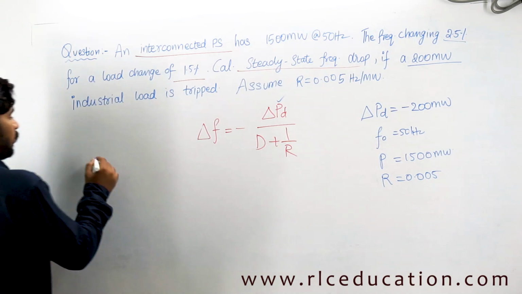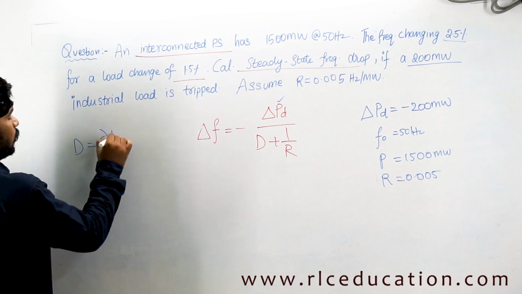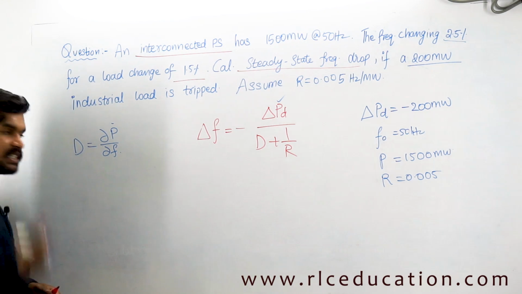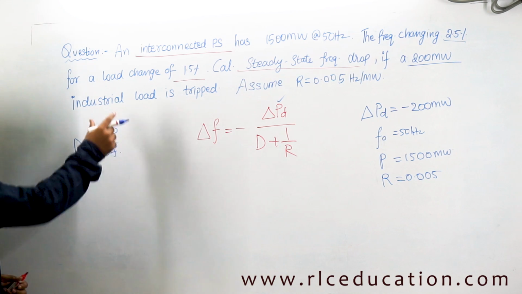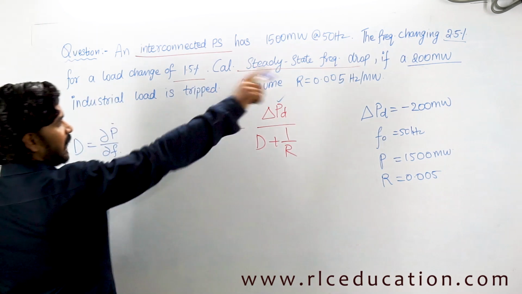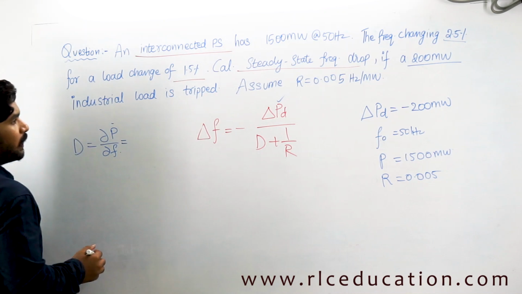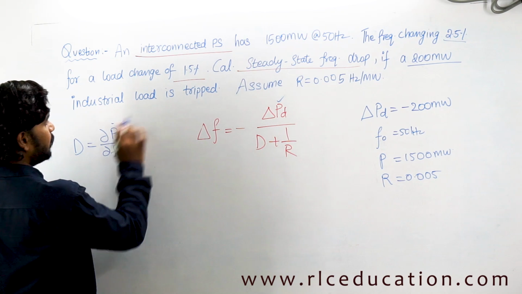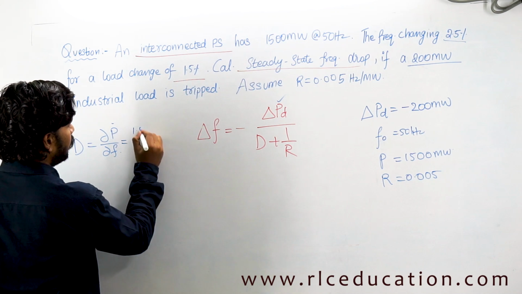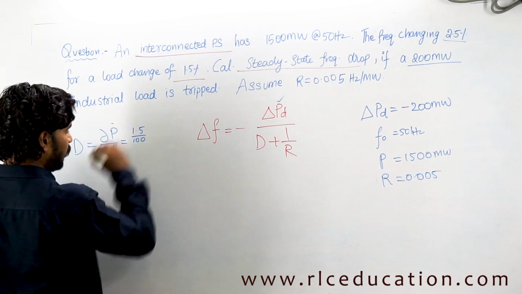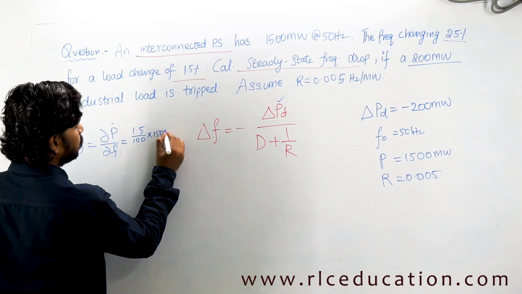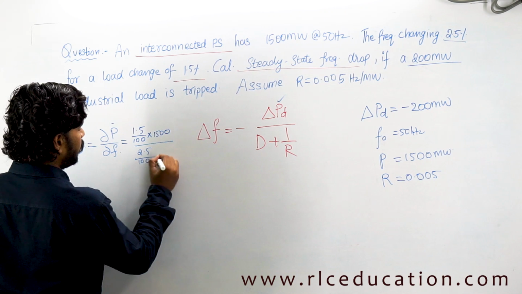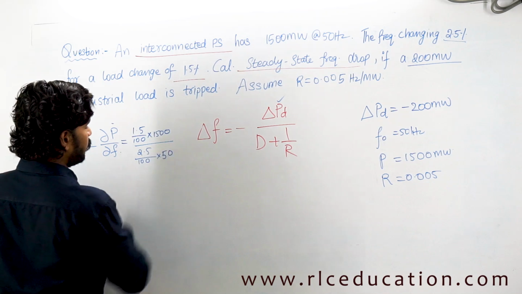So we have already defined the value of D is equal to dou P by dou F, which is the change in power by change in frequency. So this is directly given in the question only. So in the question, what is the change in frequency? 2.5% change in frequency. Okay, and the change in power is 1.5%. So I can write 1.5 into 1.5% by 100 into system power 1500, divided by 2.5 by 100 into frequency 50.